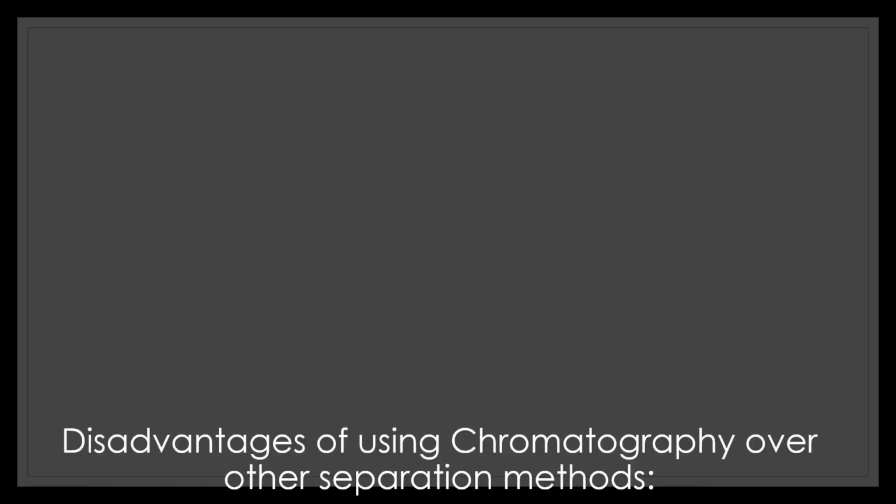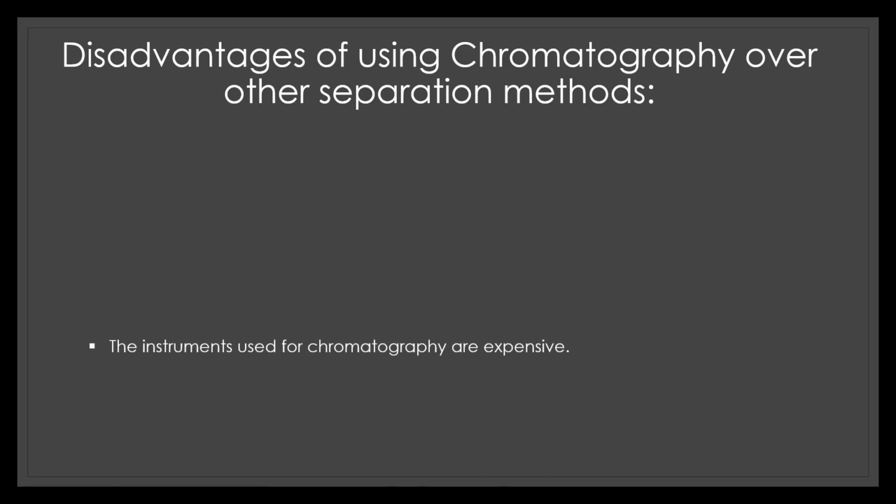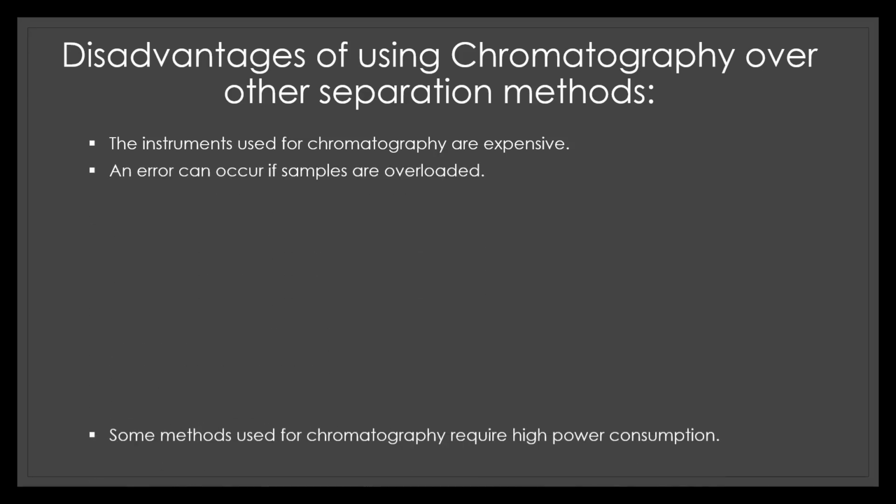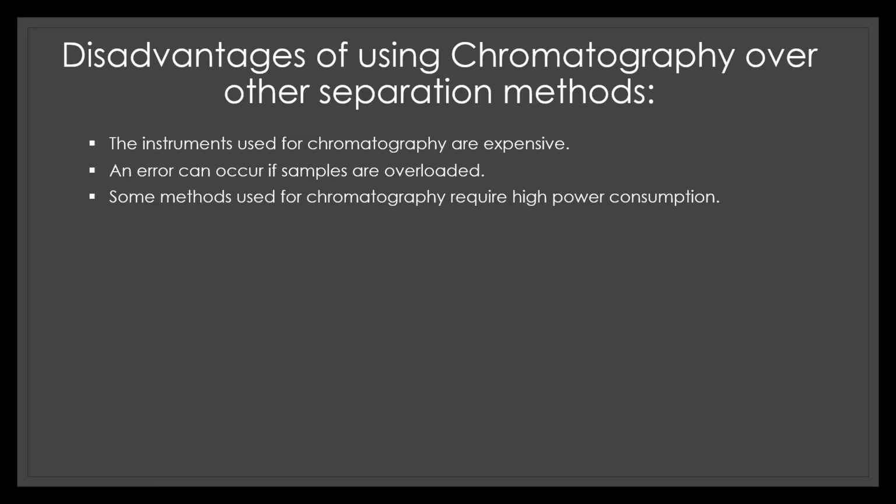Now, like every other chemical method, these chromatographic procedures have their own set of downfalls. These include the fact that the instruments used for chromatography are quite expensive, which then means the equipment can only be operated by a trained person, and it must also be handled with care because of the sensitivity of the equipment. Secondly, errors may occur if samples are overloaded, and lastly, some methods used for chromatography require high power consumption, which is the greatest downfall of all.